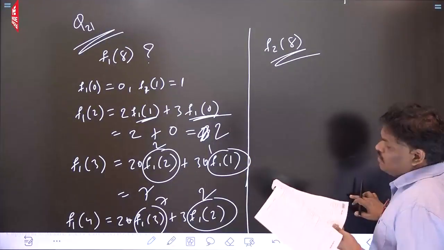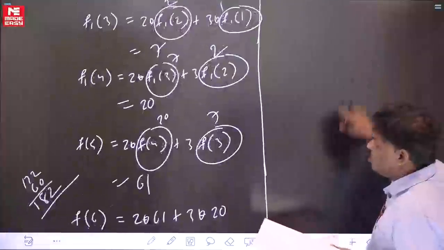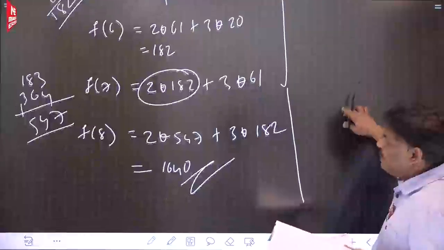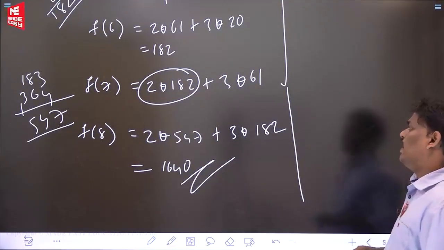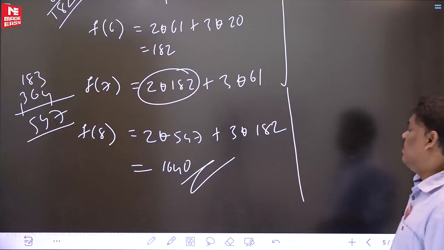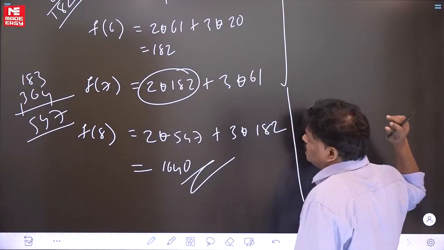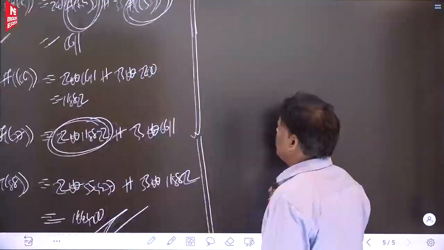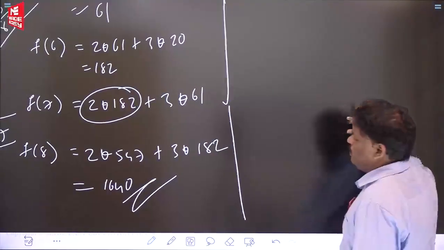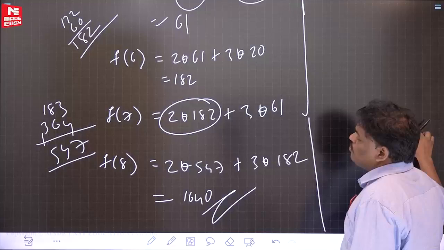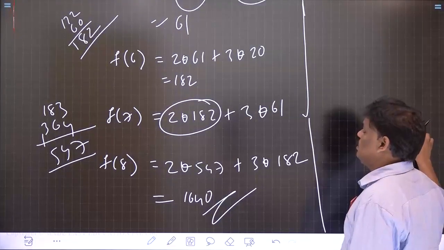Question number 21 is asking, what is f1 of 80? How much is f1 of 80? I think you need to work out how to calculate until 80. Whether you go for a tree or some other way, indirectly or directly, it is the same. If you think it is taking a lot of time, it is the same time for all the people, not only you. So it is 2 times the previous one, 3 times the one before that.